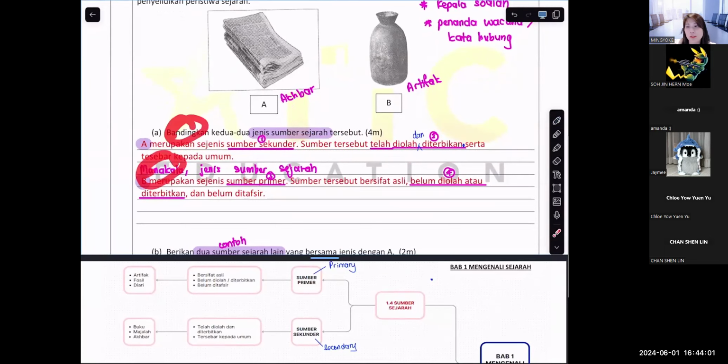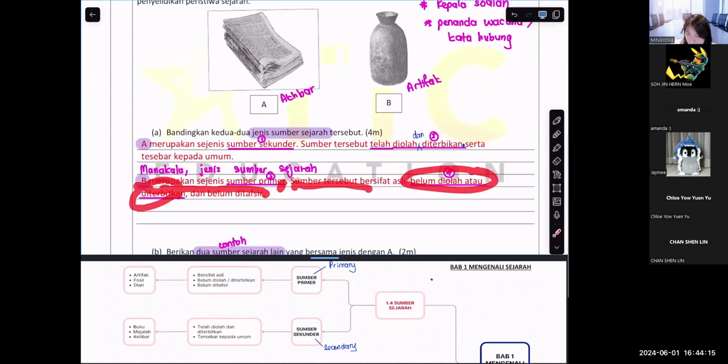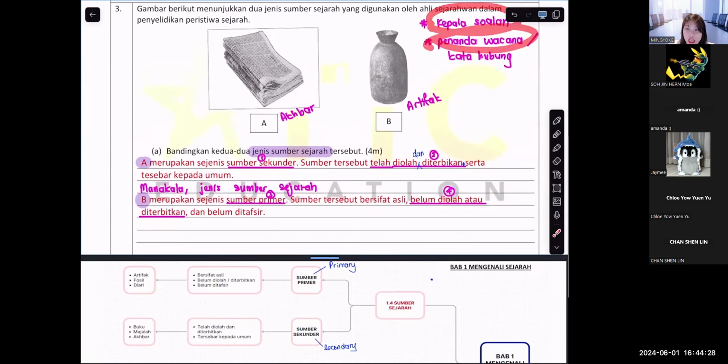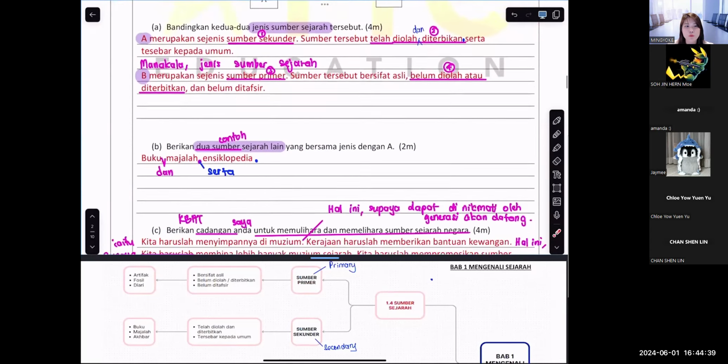Manakala, if they want you to compare, you just write manakala jenis sumber sejarah B merupakan sejenis sumber primer. Full stop. Sumber tersebut belum diolah atau diterbitkan. Full stop. You do not need to write bersifat asli, belum diterbitkan. Also never mind, because it's already more than enough. So you write kepala soalan, then you add penanda wacana. Otherwise, kata hubung, if the answer is too short. Okay, good. Thank you very much for your reply.